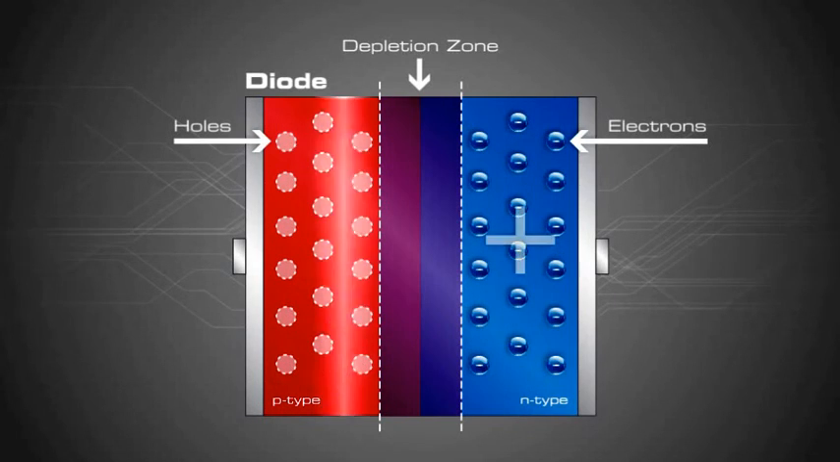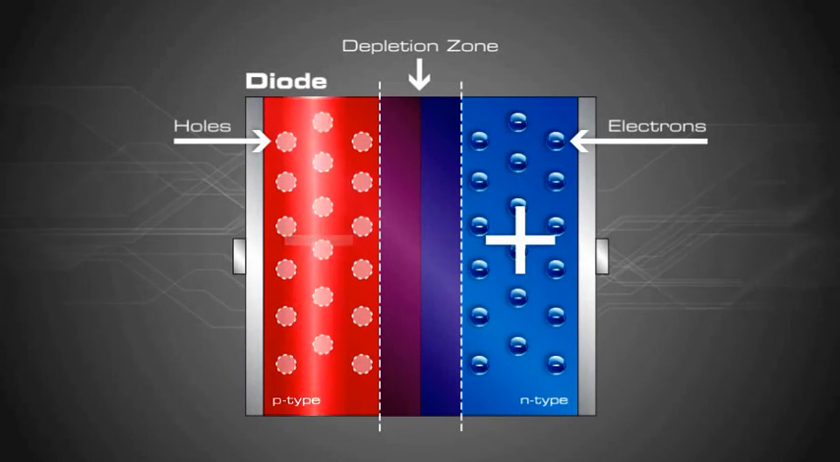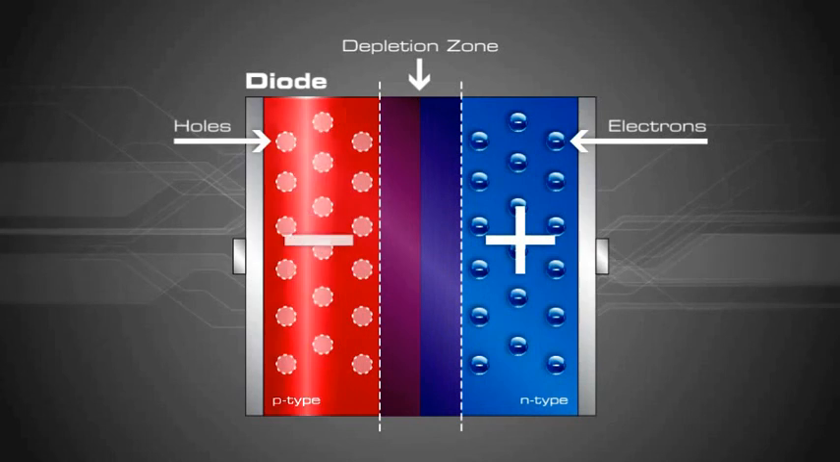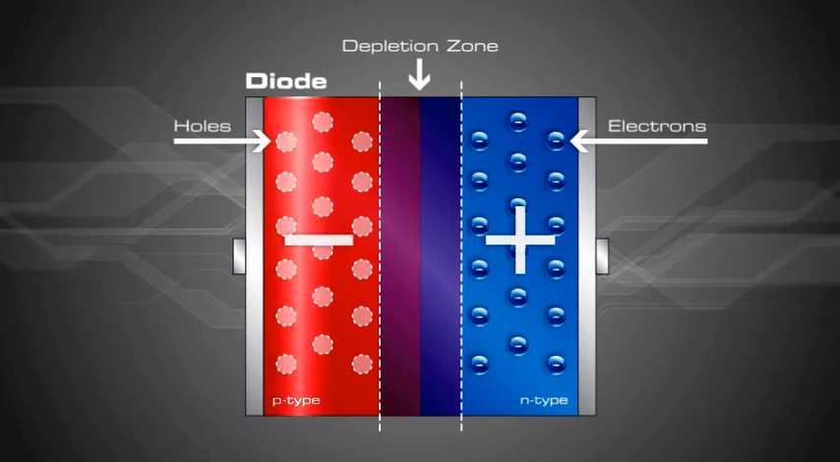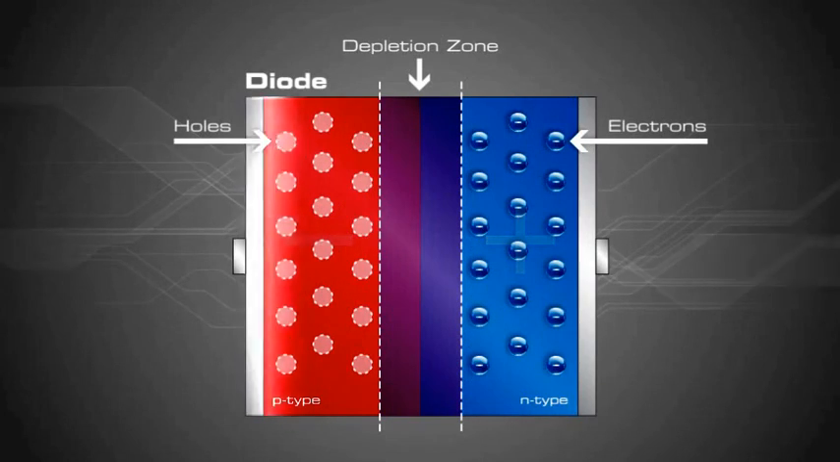Since the N region is missing some electrons, it has obtained a positive charge, and the extra electrons that fill the holes in the P region have given it a negative charge. Unfortunately, one cannot generate power from this electrical imbalance. However, the stage is set to see how the PN junction functions as a diode.